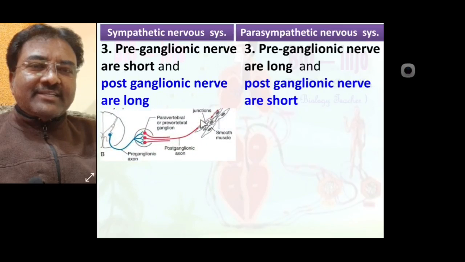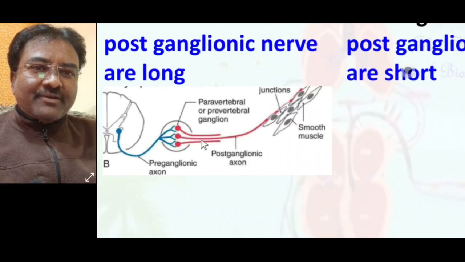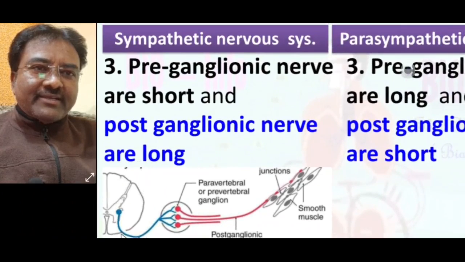Seen here in the diagrammatic representation, in the sympathetic nervous system the preganglionic nerve is short, shorter than the postganglionic neuron. This one is the autonomous ganglion. In between the autonomous ganglion and the central nervous system is the preganglionic neuron, which is short, while the postganglionic neuron, present between the autonomous ganglion and the effector organ, is very long.